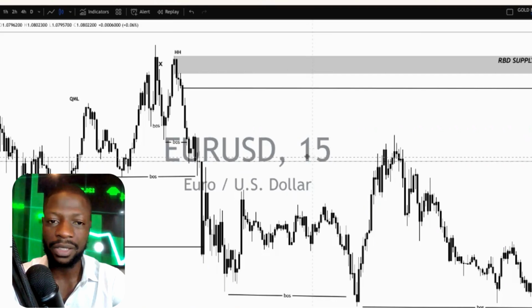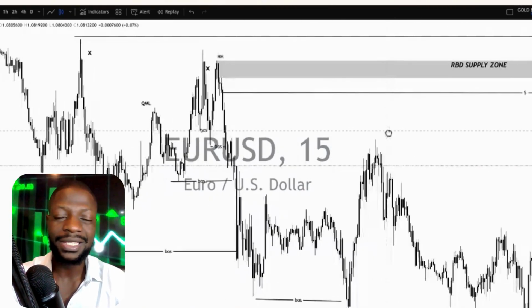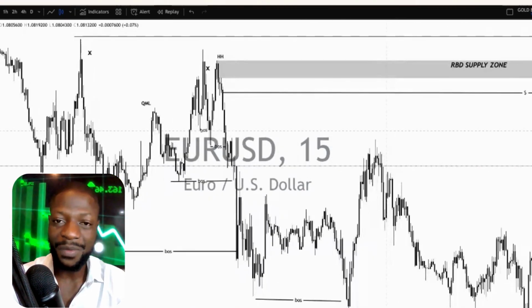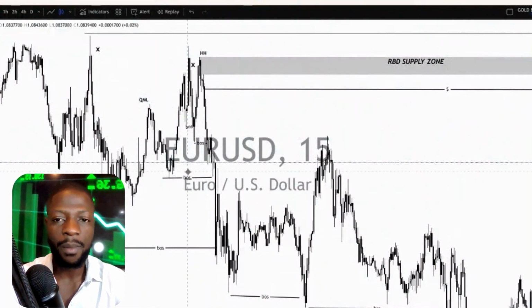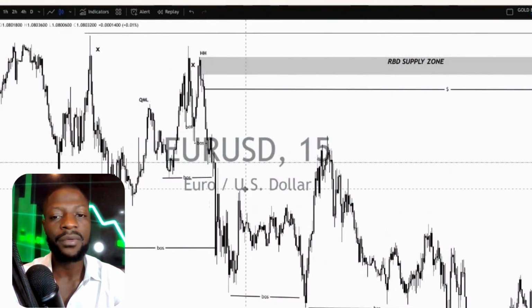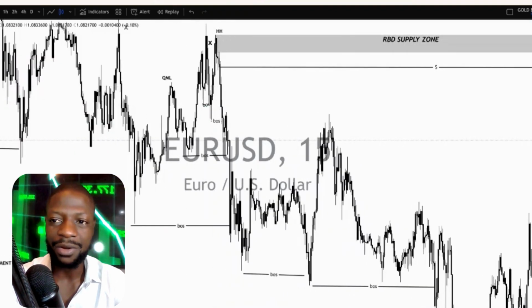So it's very, very important for that level to be fresh, because the more fresh the zone is, the higher the chances of the market actually respecting that level right there. So we have a QML, we have a low, we have a high, and we have a break of structure, actually multiple break of structures to the downside.